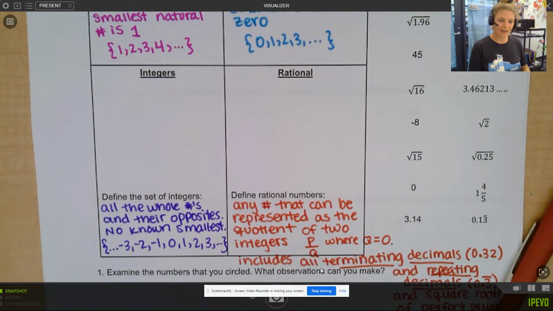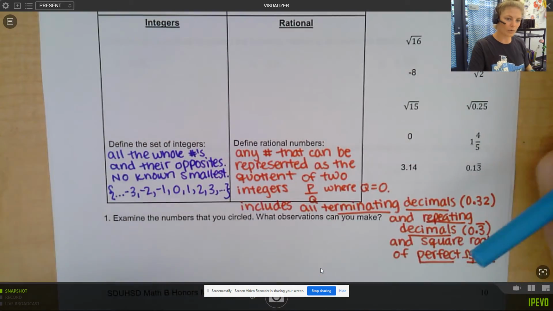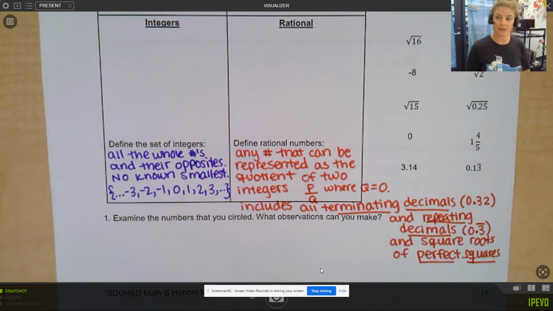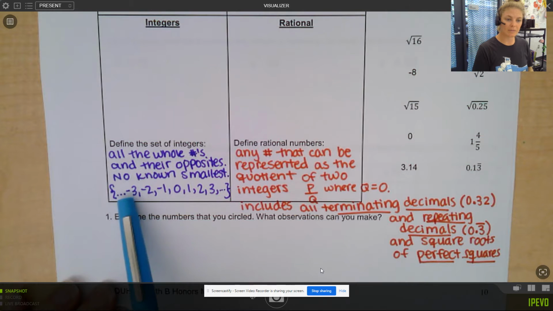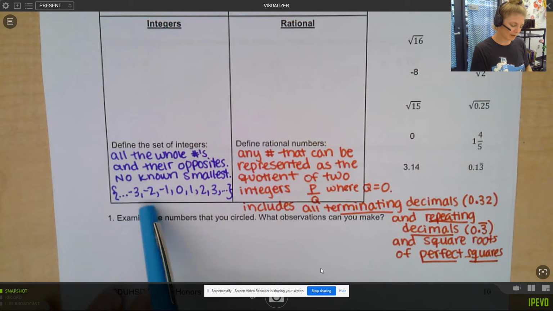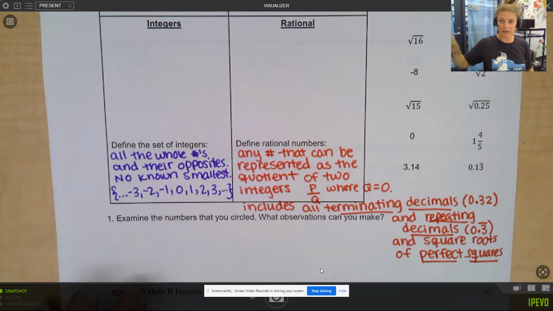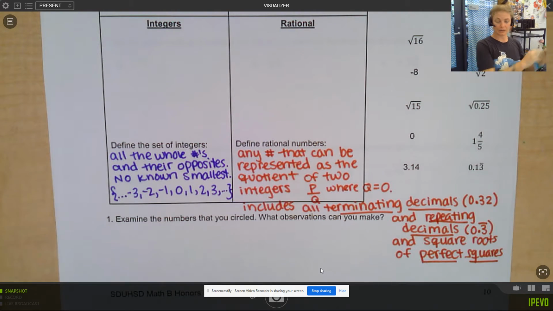Then after the whole numbers, we have the integers. The integers are all the whole numbers and their opposites. So this is the first time we come into negative numbers. So there's no known smallest integer because we can always subtract 1 to get to the next one. So notice I have an ellipsis here, meaning it's starting over in negative infinity, right? And then it's going to continue -3, -2, -1, 0, 1, 2, 3, and then there's another ellipsis. It's going to continue over to positive infinity.